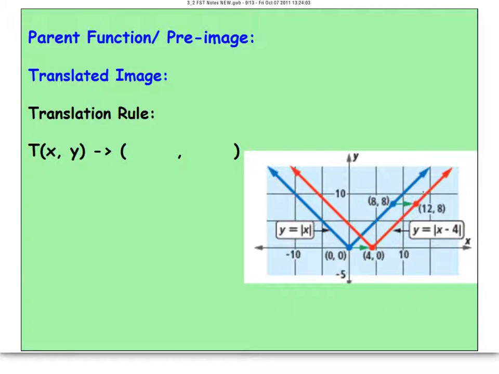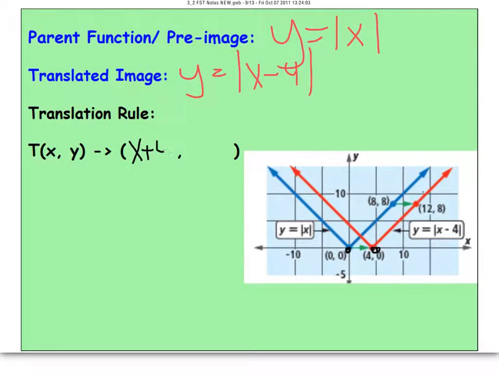Okay, let's do another one of those with a graph. Again, they want to know the preimage or the parent function. We can see by the graph the preimage or the parent is y equals the square root of x, which looks like its absolute value in a V shape. The translated image is going to be y equals the square root of (x minus 4). So what was the translation rule? Well, just take the vertex of the blue, travel to the vertex of the red. All they did here is they moved right 4. So in this case, it was just x plus 4 and nothing to the y's, and that's the translation rule.